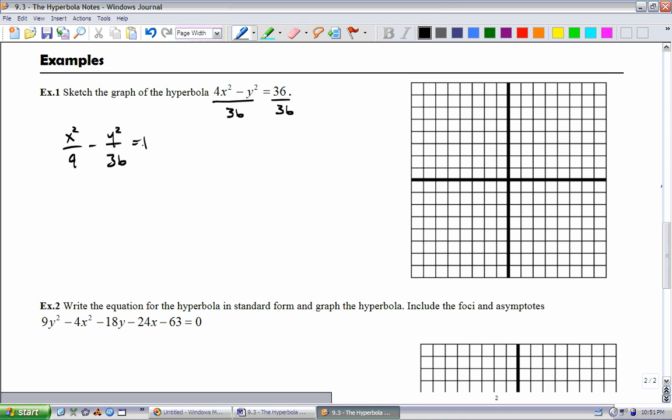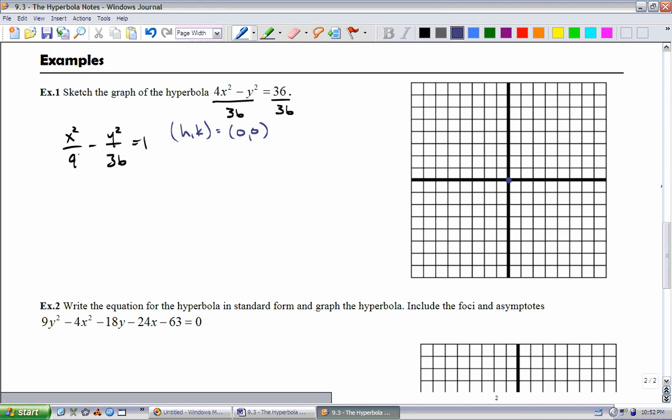Okay, now let's notice a couple things here. First off, x squared's coming first, so it's going to open horizontally. Okay, we can probably plot some things pretty quickly here. Our center, notice here h and k, in this case equals 0, 0. So our center is at 0, 0.